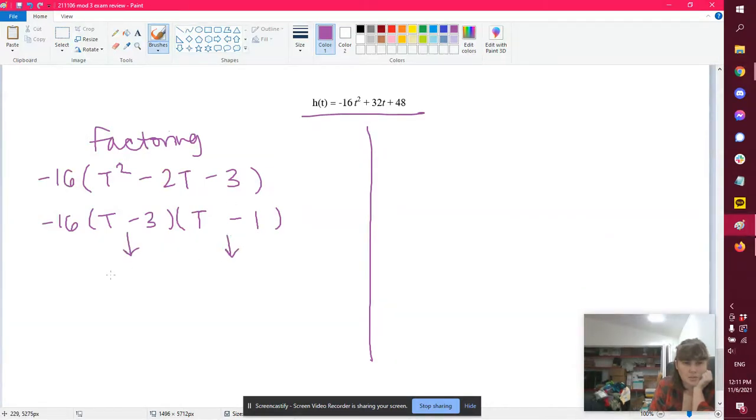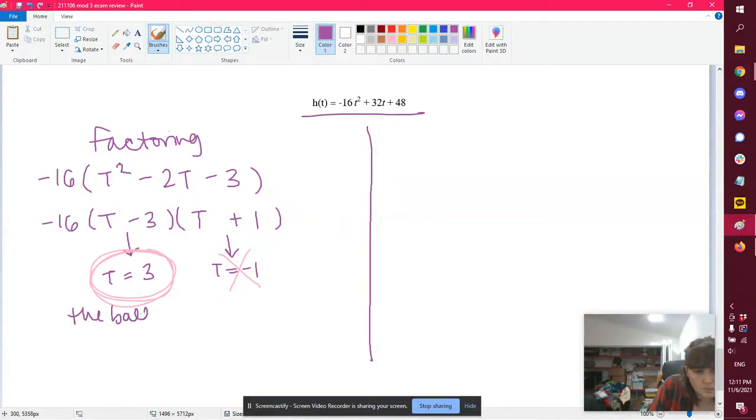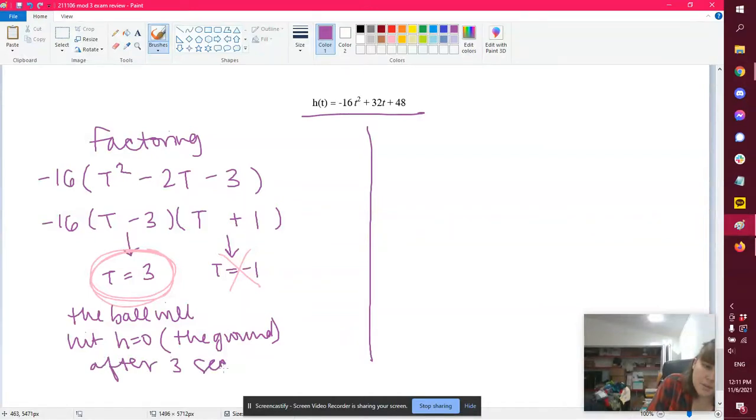Then my x-intercepts are positive 1. My t-intercepts end up being positive 3 or negative 1. We're not going to consider negative times. So we want to say that it has an x-intercept at t equals 3. And again, what this meant the whole time is that the ball will hit h equals 0, height equals 0, aka the ground, after 3 seconds.